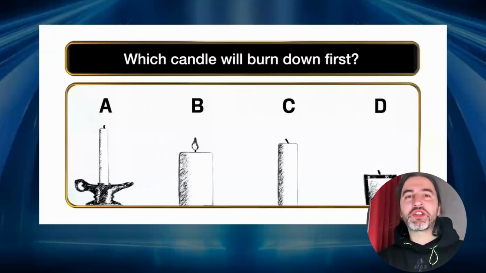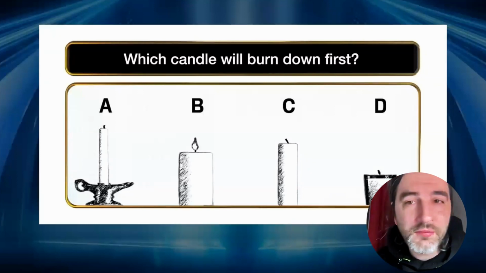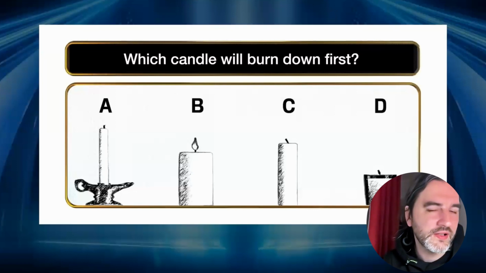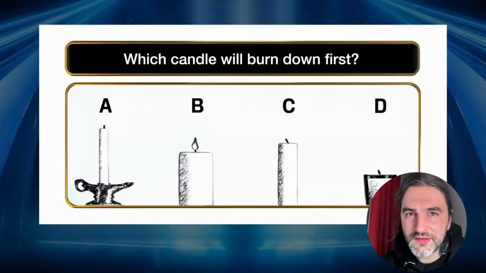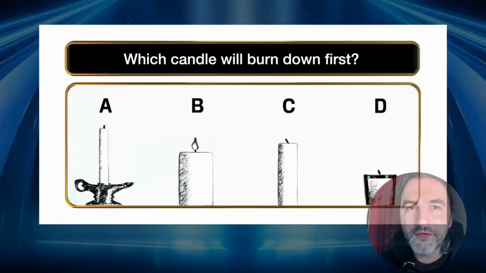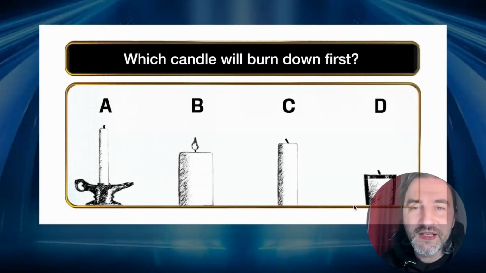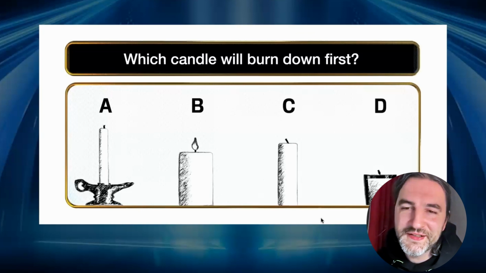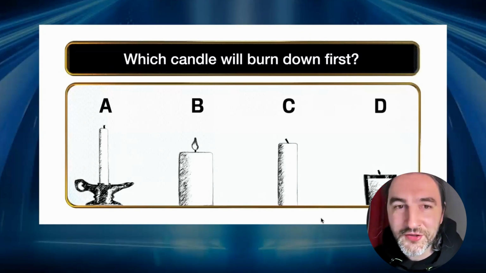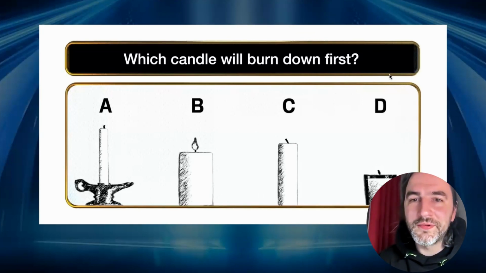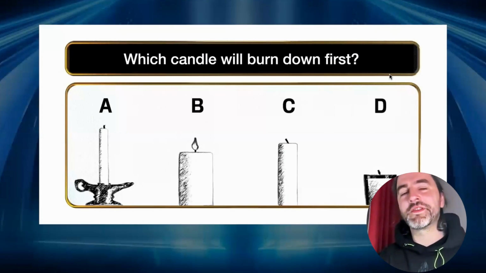And this one is from a show called Top 1%. I know it's on in Australia, maybe it's in the US as well. The question is, which candle will burn down first, A, B, C, or D? The right answer is B, because B is the only one that is on fire, and A, C, and D are not on fire. So they will not even burn at all, and B will burn down first for sure.